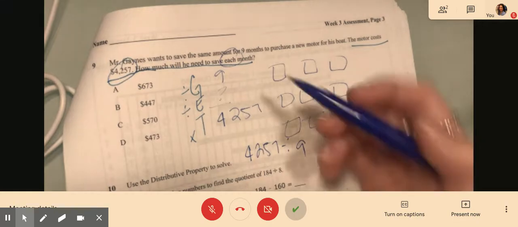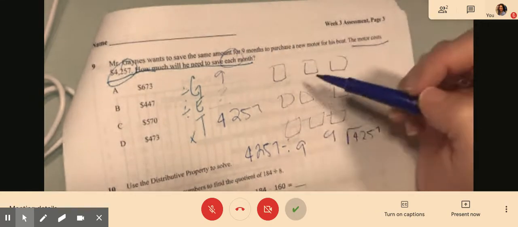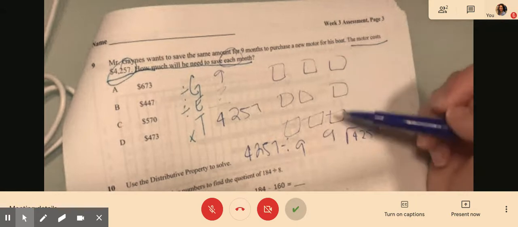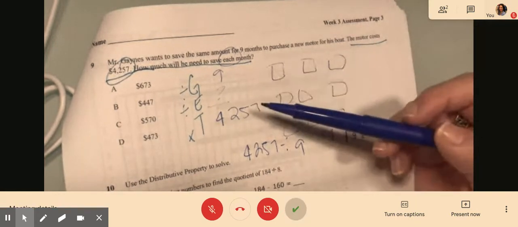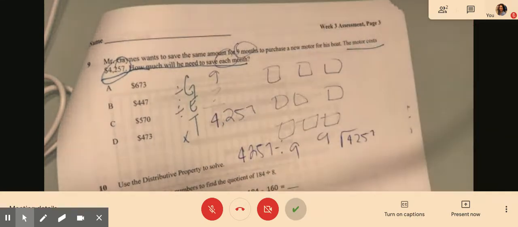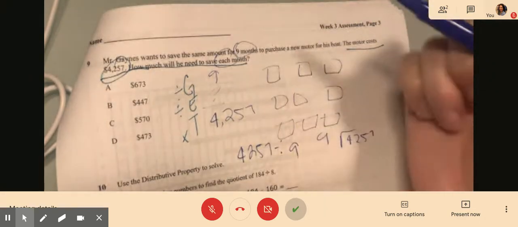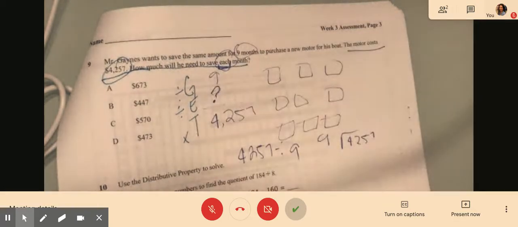So, boys and girls, you would do your get, and we're going to do our UPSI without doing our UPSI chart. So, I would do my get, and I would fill in with the information that I do know. So I know that the total amount the motor costs is $4,257. I also know that he wants to save for 9 months. And if we look at our question, they're asking how much he has to save in each month. So boys and girls, you need to know that each is what we're looking for. So our operation is going to be division. And our groups is 9 because it's 9 months.